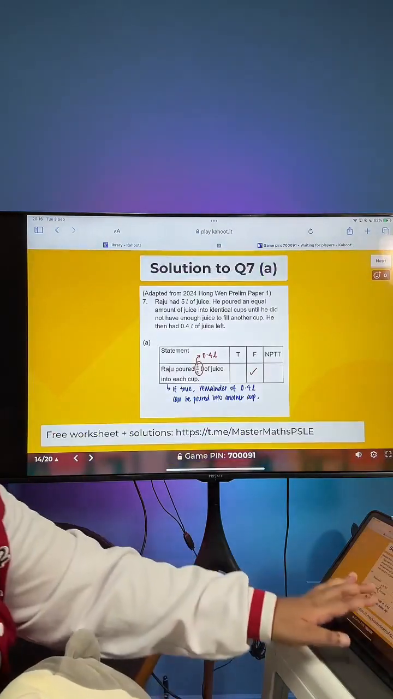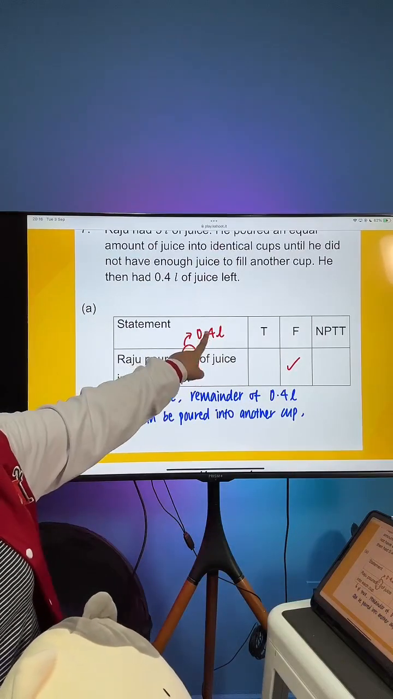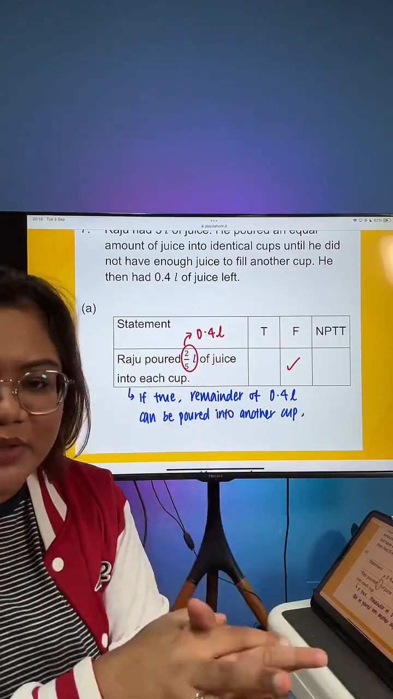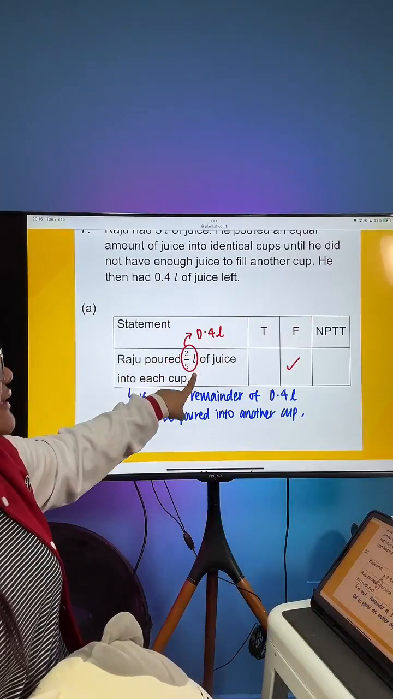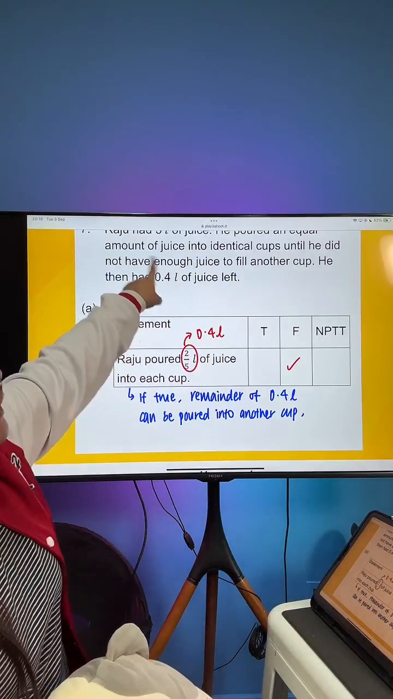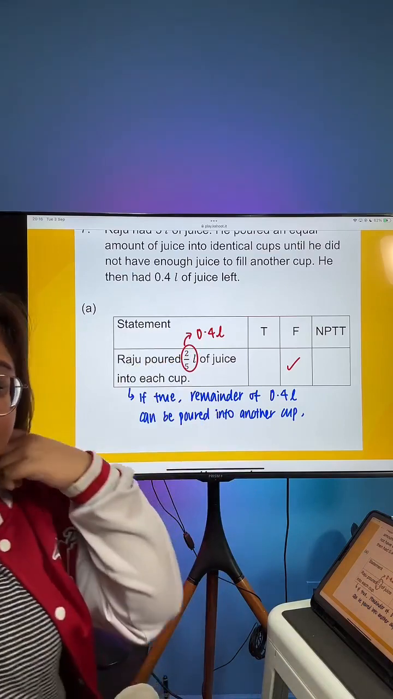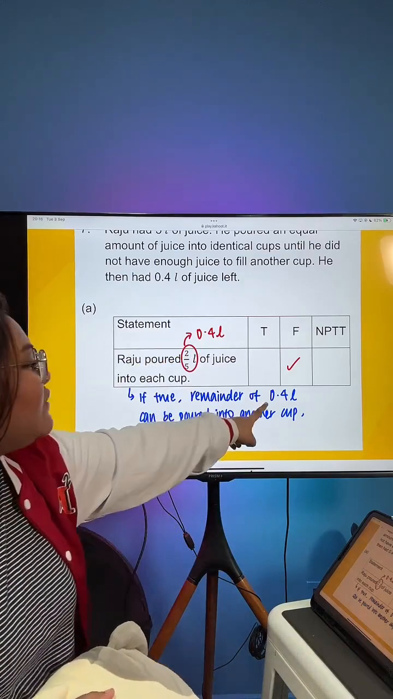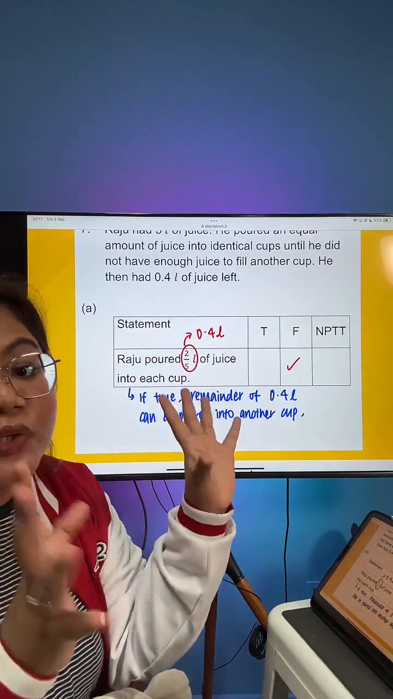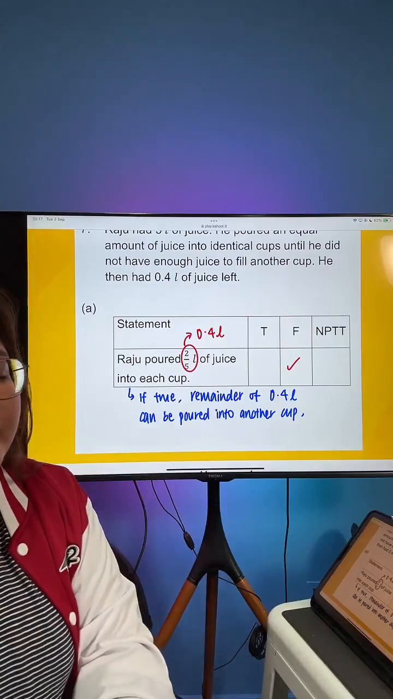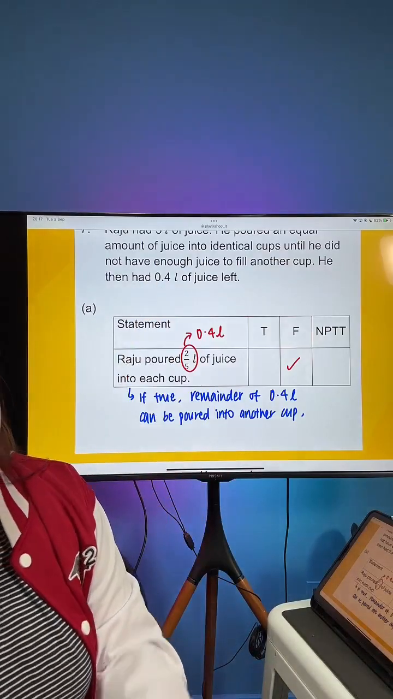And the solution is, if we convert 2/5 into 0.4, that means I can pour into another cup, isn't it? Because then everything is 0.4 liters. So I can pour the remainder into another cup, which means I won't have any remainder. Isn't that right? So if it's true, the remainder of 0.4 liters can be poured into yet another cup. So I will not have any remainder. But the fact is that I did have a remainder, so it cannot be 0.4.